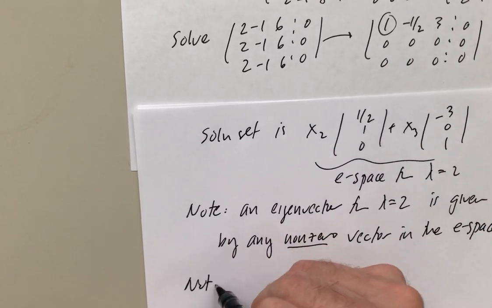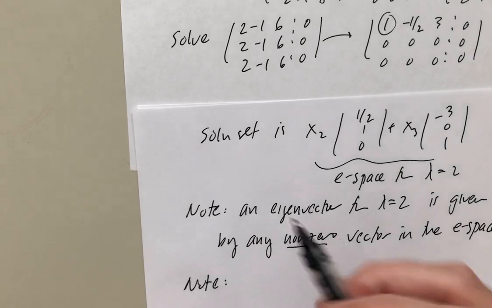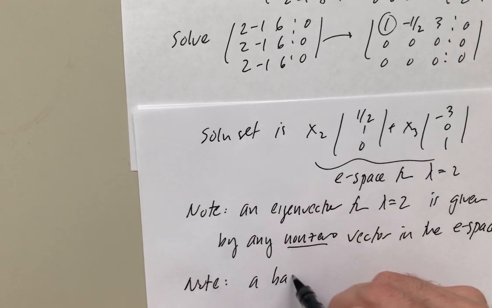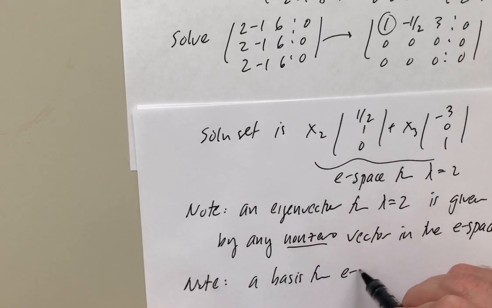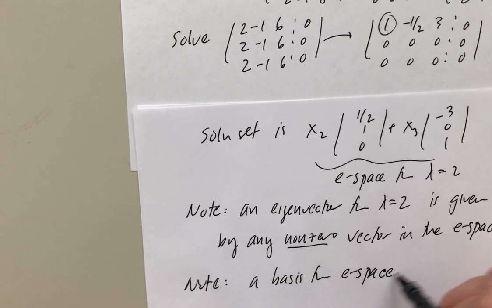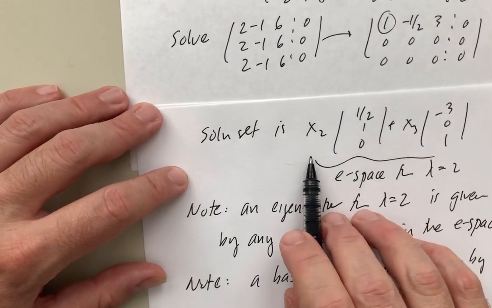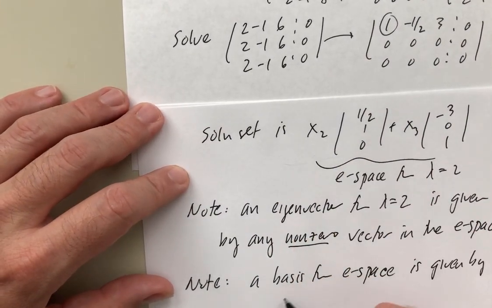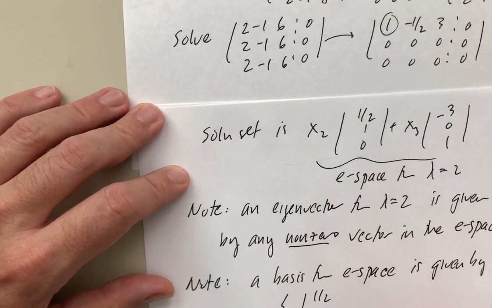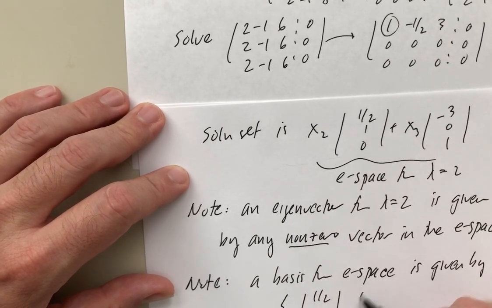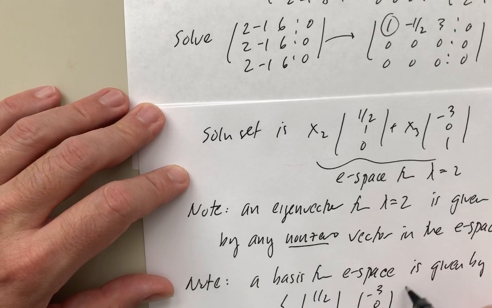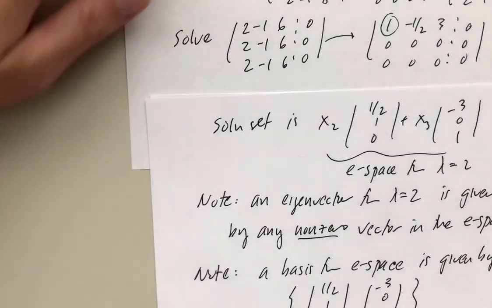Also note, another thing I might ask you for is a basis. A basis for the eigenspace here is given by, again the usual story: if I have the solution set of the homogeneous system, it's always the span of a bunch of vectors. A basis would be the collection of vectors that I see, giving me those linear combinations. That's a basis for the eigenspace.